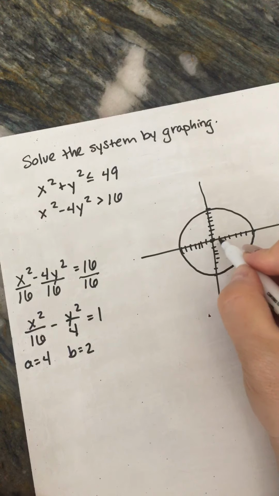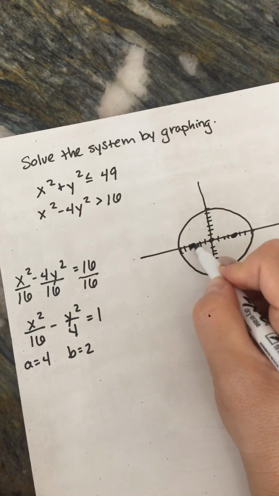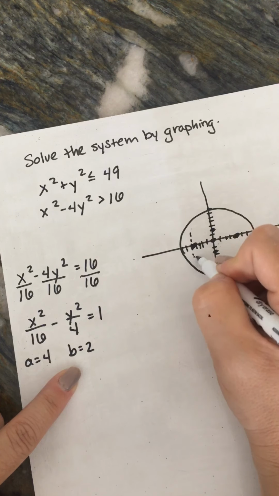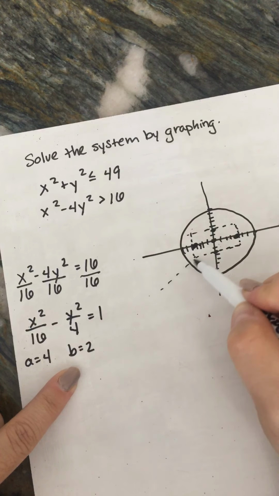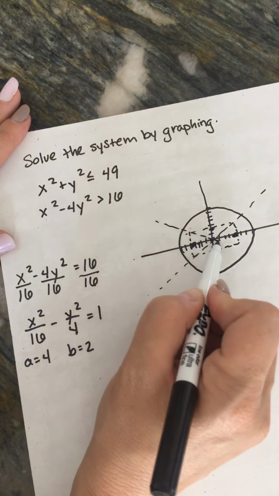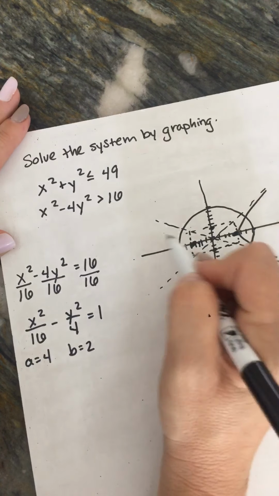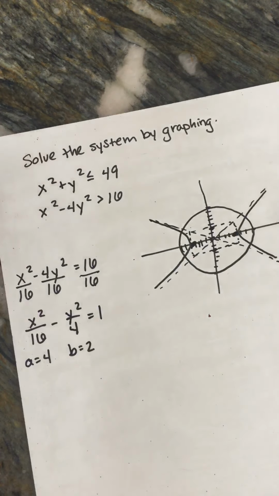So 4: 1, 2, 3, 4. There's my vertex. 1, 2, 3, 4. There's the other vertex. B is going to be at 2: 1, 2, and 1, 2. So we can draw that box in. And then we can draw in the asymptotes that reach from corner to corner on the box. The rectangle, I should say. And then we graph from the asymptotes to the vertex.